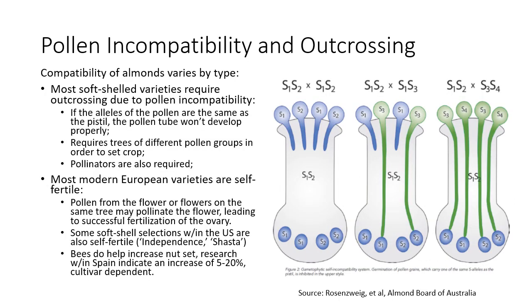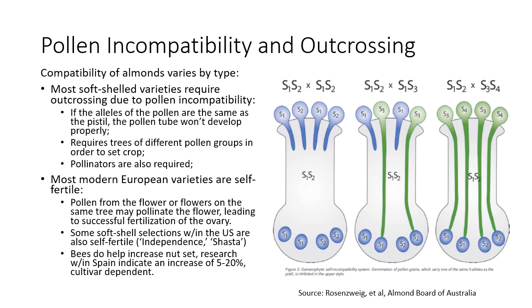Before we discuss pollination, we have to talk about pollen incompatibility. Pollen incompatibility is a mechanism evolved by plants to ensure genetic outcrossing. Almonds have evolved this process to increase genetic diversity, and most California softshell varieties require outcrossing in order to set a nut. This is why we plant multiple varieties within the same orchard.